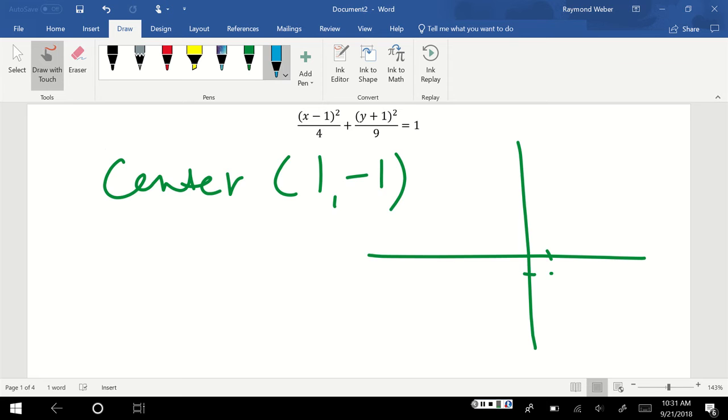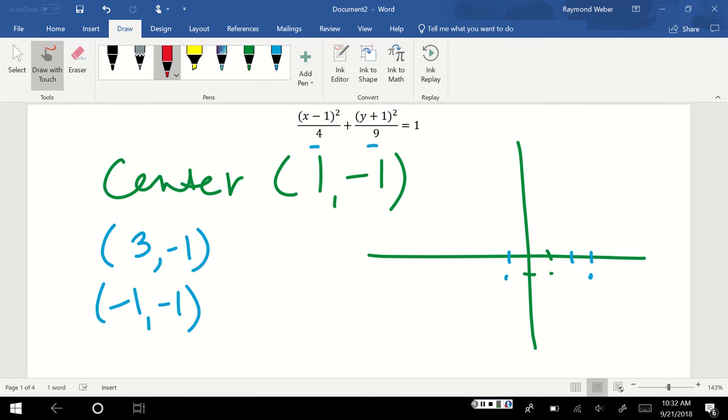Now my vertices come from these, but they're the square root of them. So the x goes out square root of 4, or 2. So 1, 2, 1, 2. Those are my two vertices. So my first two vertices are at 3, -1, and -1, -1.